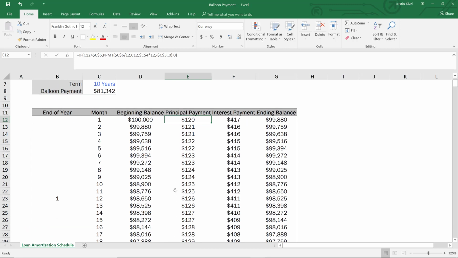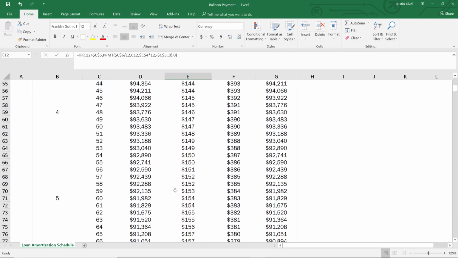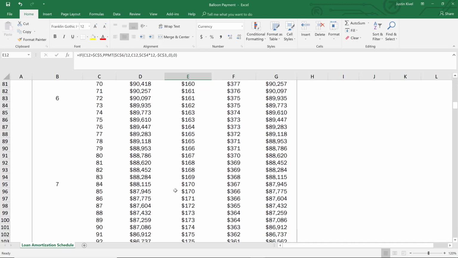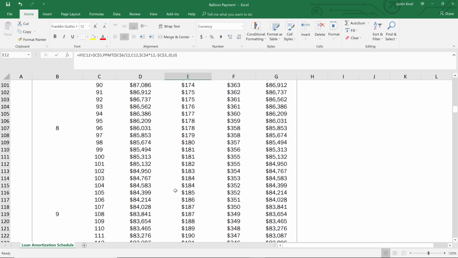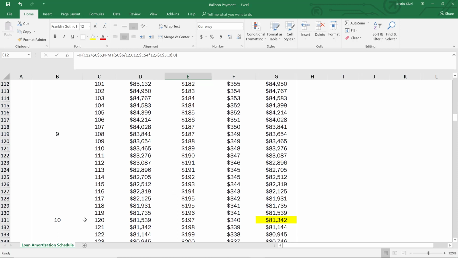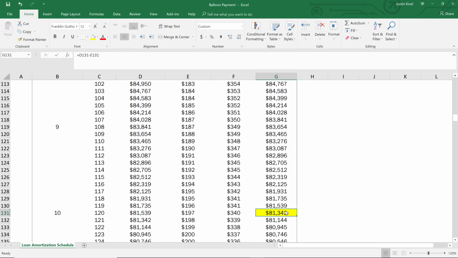So now if you go down all the way to the end of year 10, which is going to be month 120, so right here, you'll see that at the end of month 120, we have an ending balance right here of $81,342. So in this case, if we are the borrower and we have a 10-year term on our loan, this is going to be our outstanding balance at the end of 10 years.